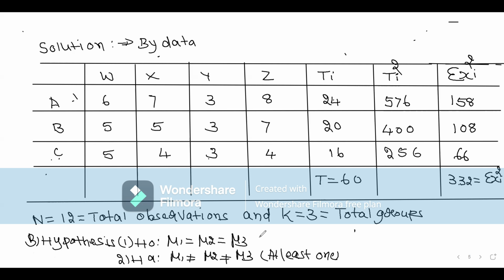Then 4 means are coming. Mu1 equal to mu2 equal to mu3 equal to mu4. 5 means mu1 to mu5 equal. Then 3 groups are there: mu1 equal to mu2 equal to mu3.